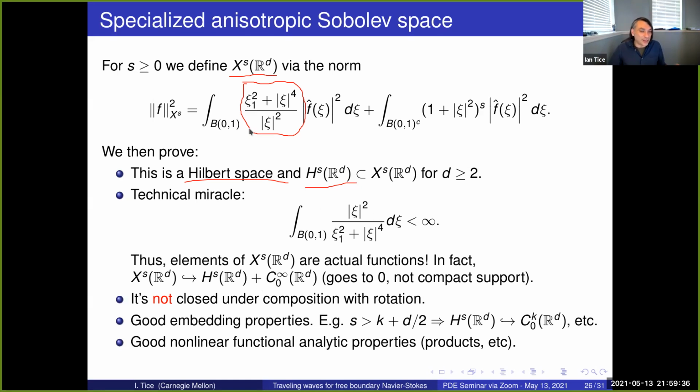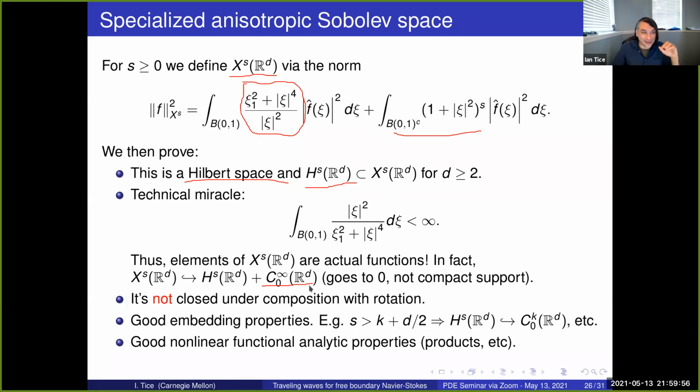And so what that means is we can decompose the functions in this space into the low frequency parts, which will be smooth and decay very rapidly. Or well, not necessarily rapidly, but will go to 0. Plus something that's in a standard Sobolev space at high frequency. So we have a nice functional framework in which to work.